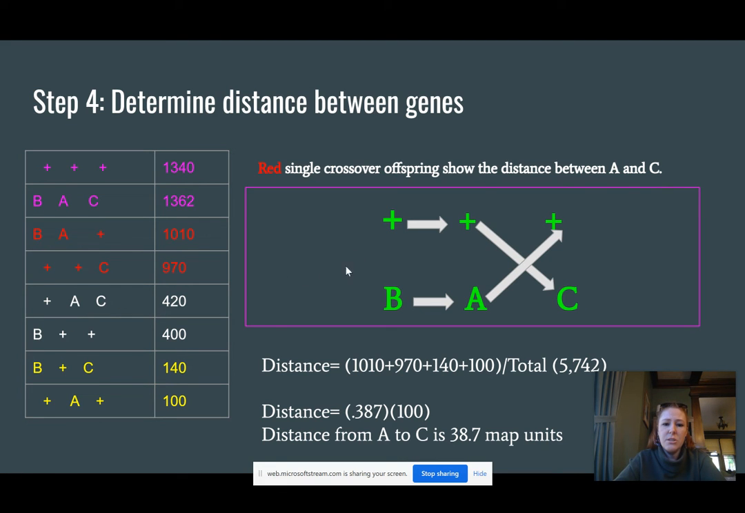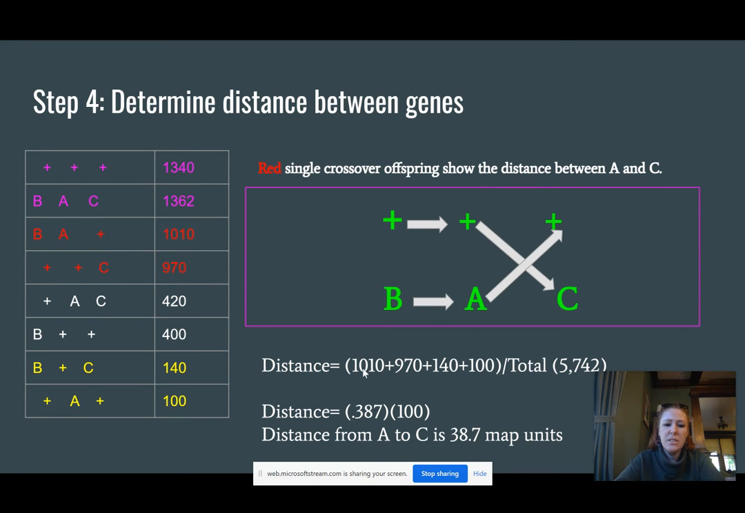The next thing to do is determine the distance between genes, and you can do that by looking at the single crossovers. In this case, I'm looking at the red single crossover first. You can see that to get BA plus, if you line up the parental types, you have to go from B to A, and then here's the crossover between A and C. In the same way, you've got plus plus C, you go across, and then the crossover is right here between A and C. So we know that when we're looking at this red single crossover, we're looking at the distance between gene A and gene C.